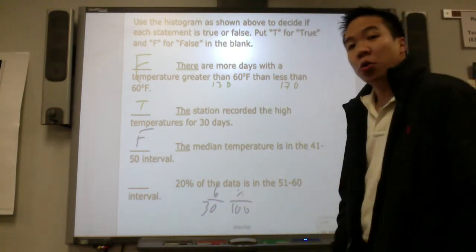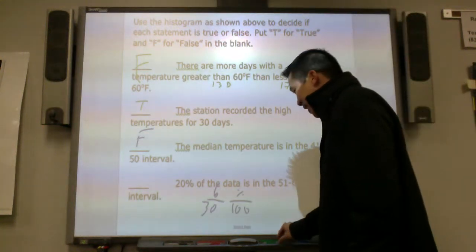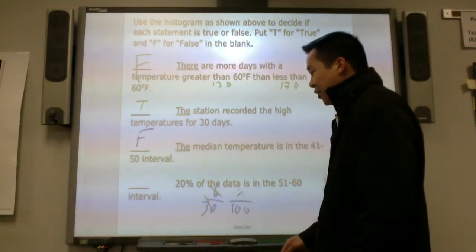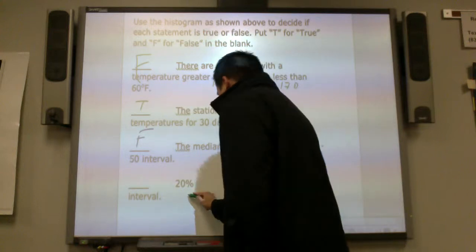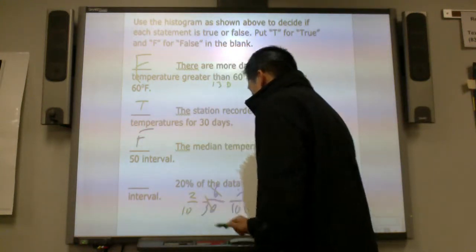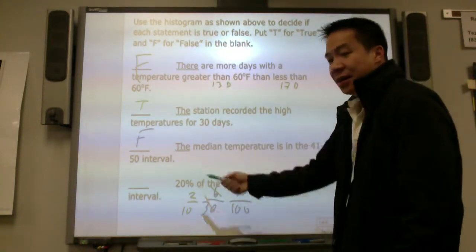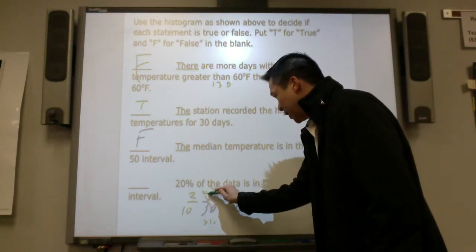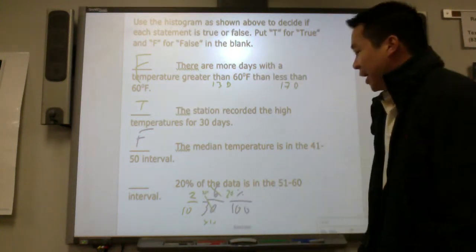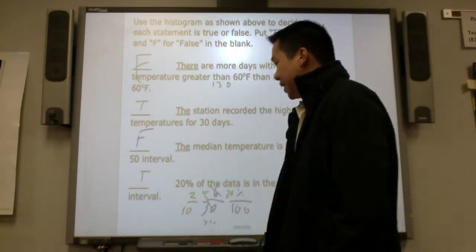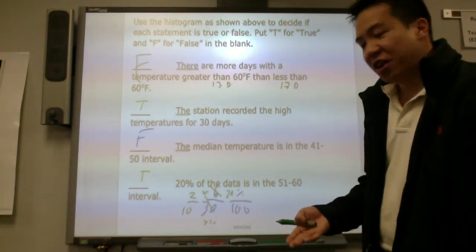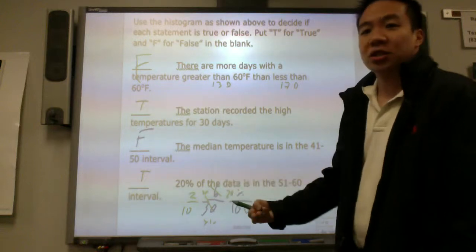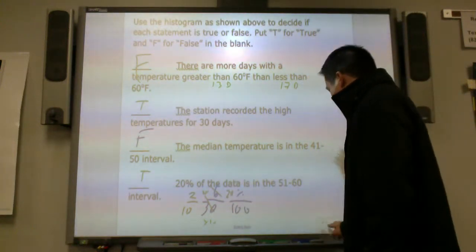Can 30 go into 100? No, we have to break this down. You break this down by dividing by 3, you get 2/10. Is 2/10 the same thing as 20%? Build it up by 10, build it up by 10. It is. So that is definitely true.